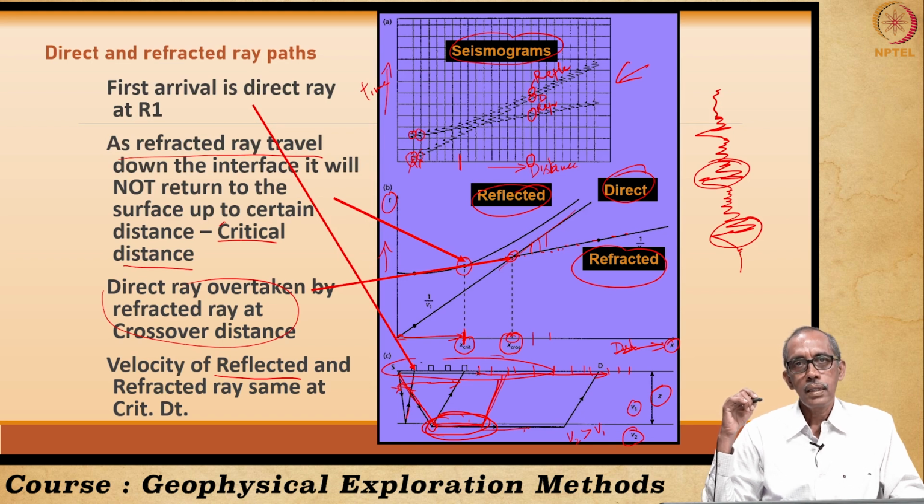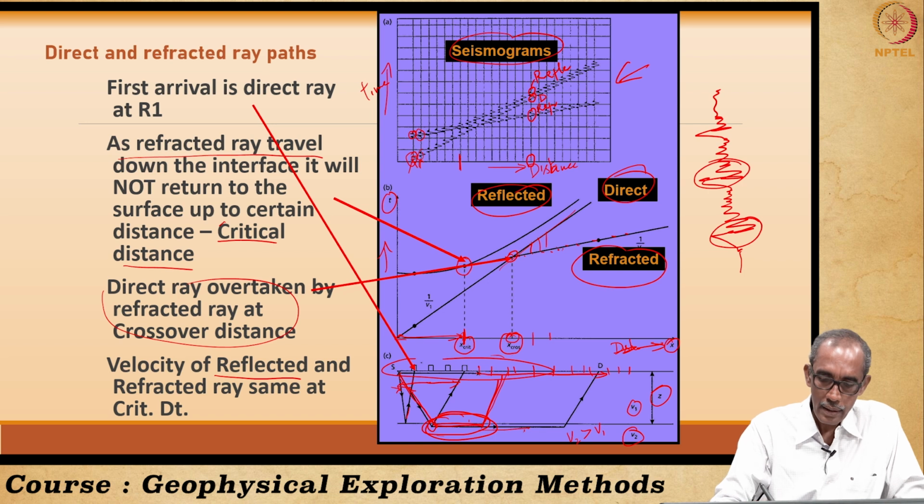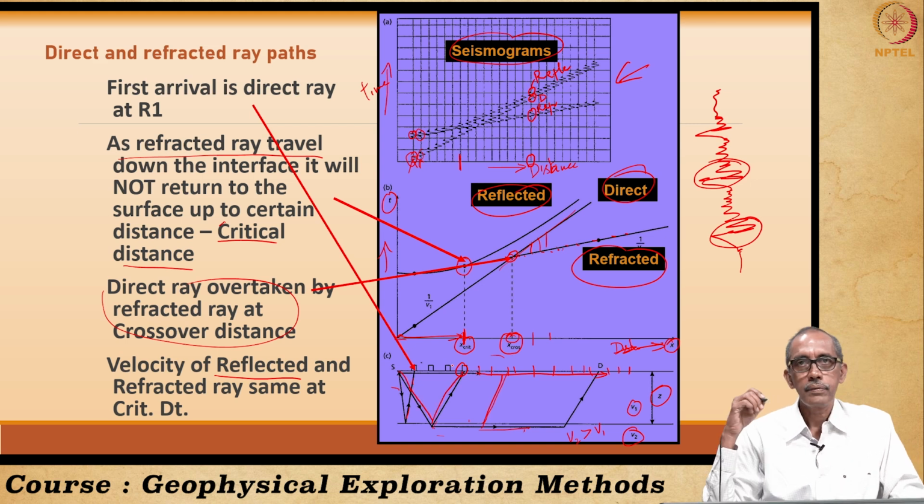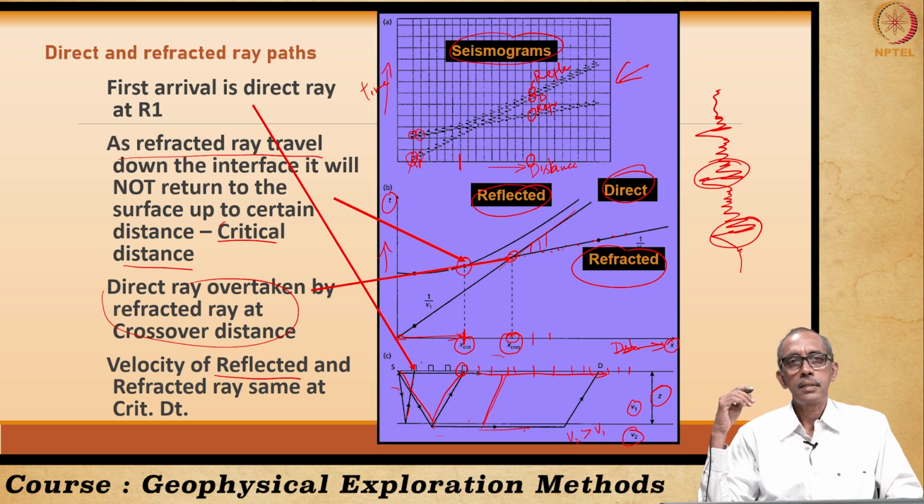Right. So, what is critical distance? Critical distance is the distance at which we are going to start getting the refracted signals. Where is it? Now, this is the critical distance. At the critical distance, the geophone is able to hear the refracted signal as well as the reflected signal. Both are one and the same, they arrive at the same time. So, at the critical distance.